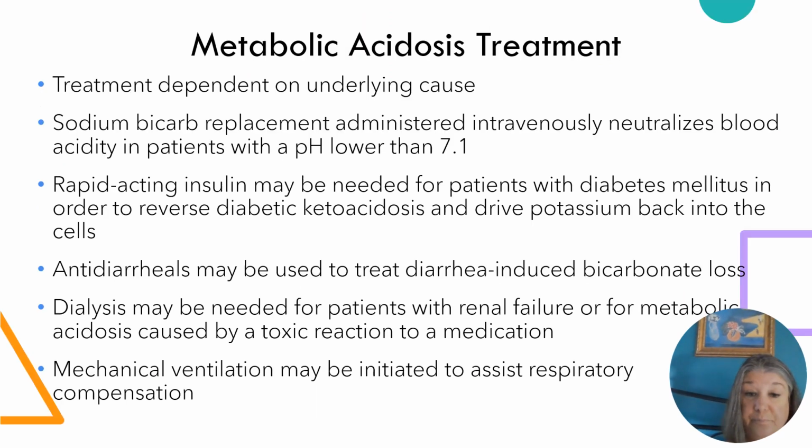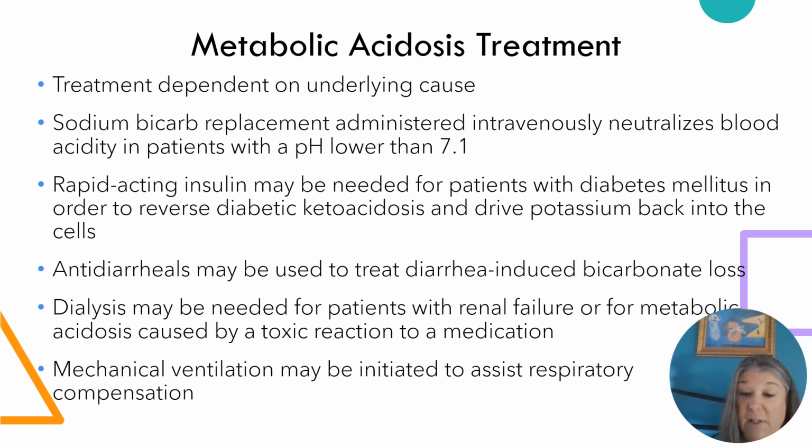All right, metabolic acidosis treatment is dependent on the underlying cause. So sodium bicarb replacement administered IV neutralizes blood acidity in patients with a pH lower than 7.1. Rapid acting insulin may be needed for patients with diabetes in order to reverse the DKA and drive potassium back into the cells.